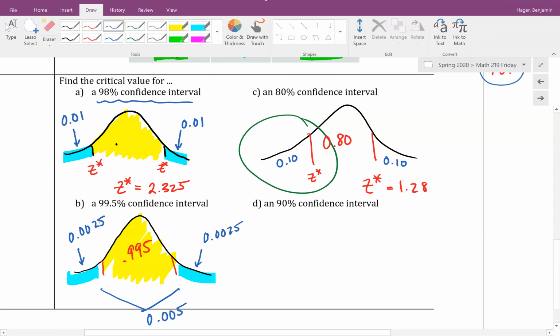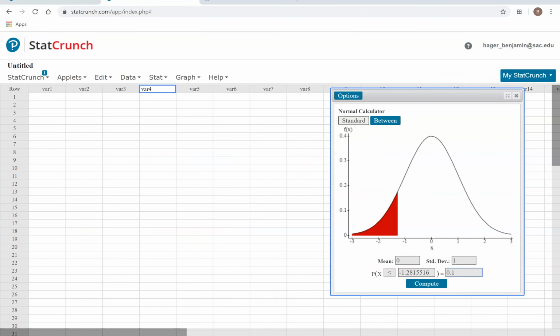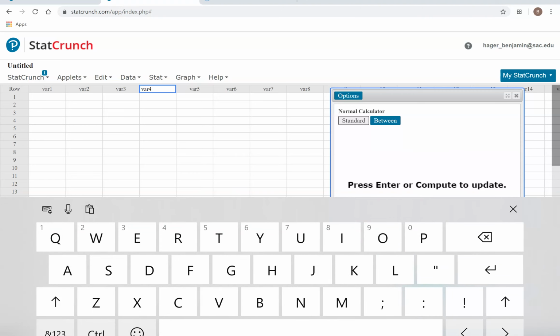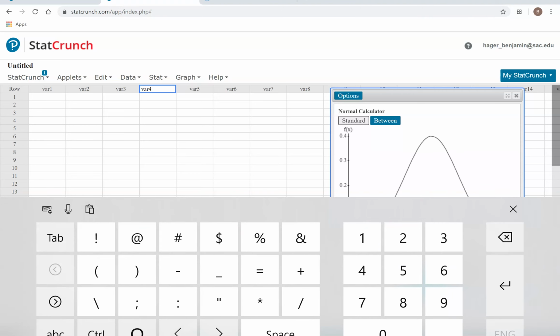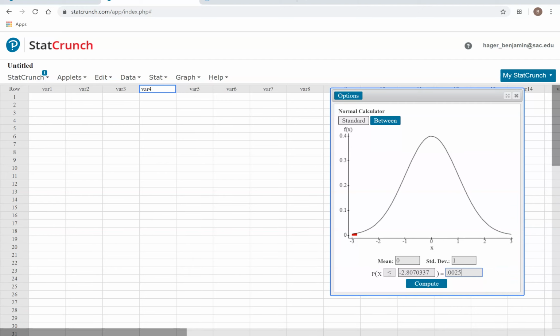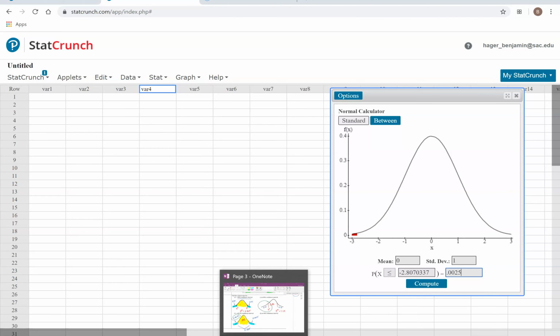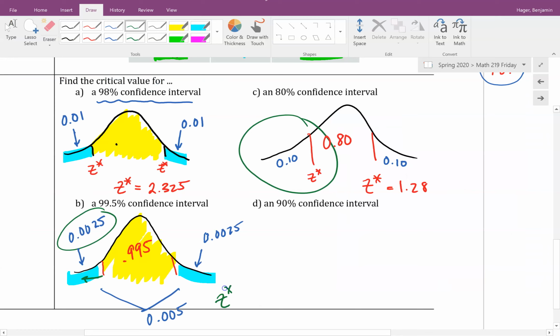So I've got two options. Either consult your negative z-table, or just go into StatCrunch and type in that area. So I'm going to do that. Go back to StatCrunch. This time I want the area left of my curve to be 0.0025. There's the area. There's the z-score that gets it done, negative 2.8.